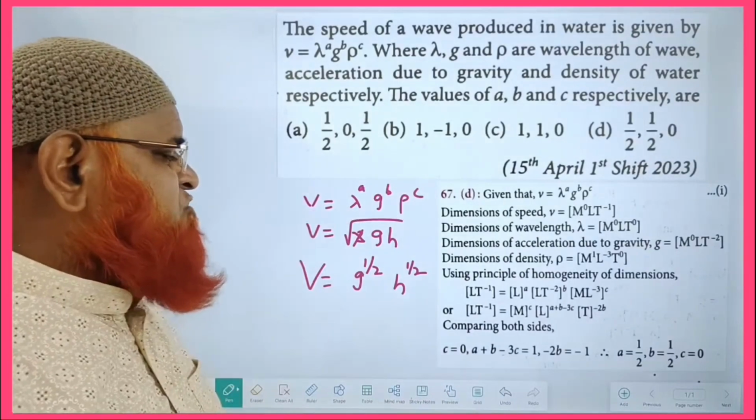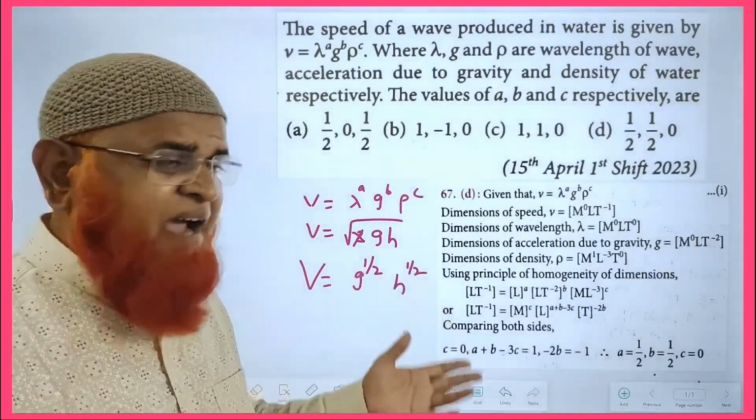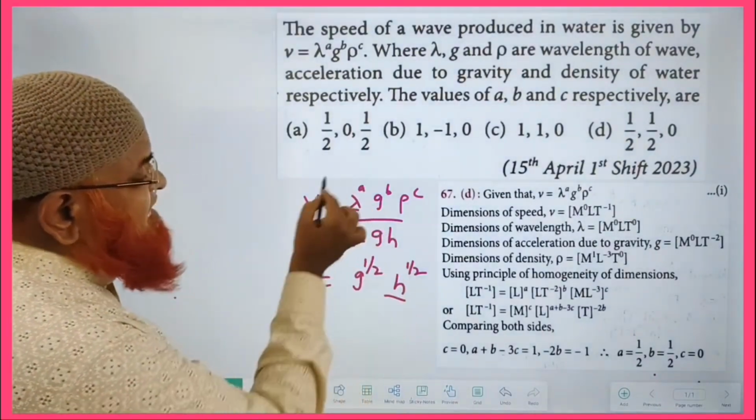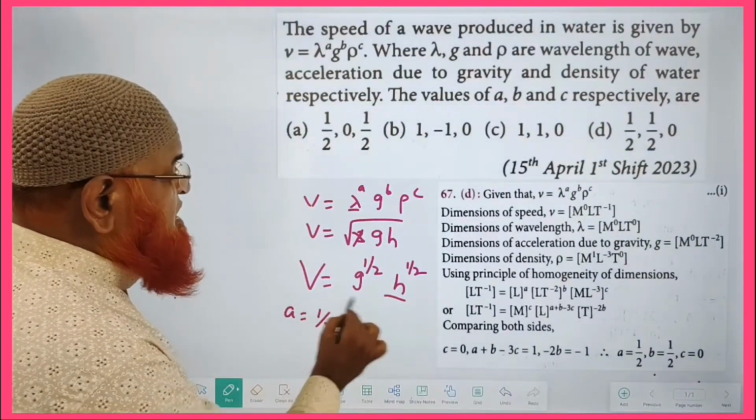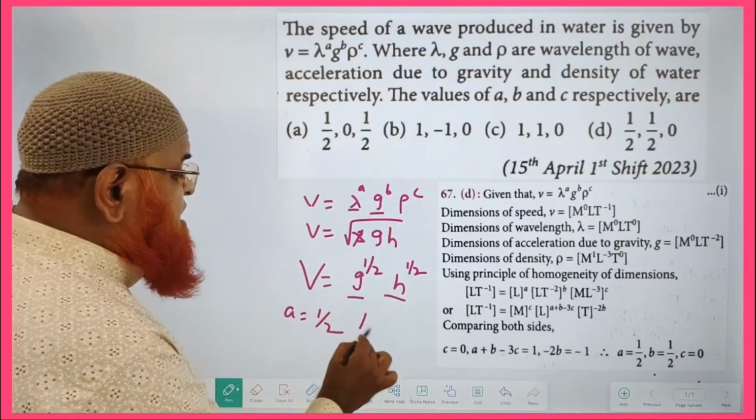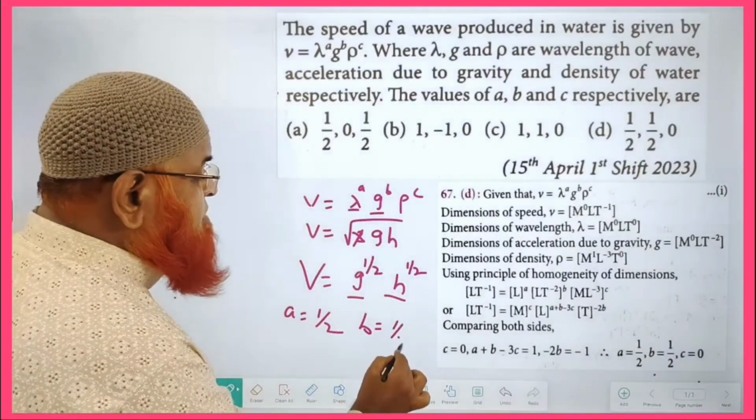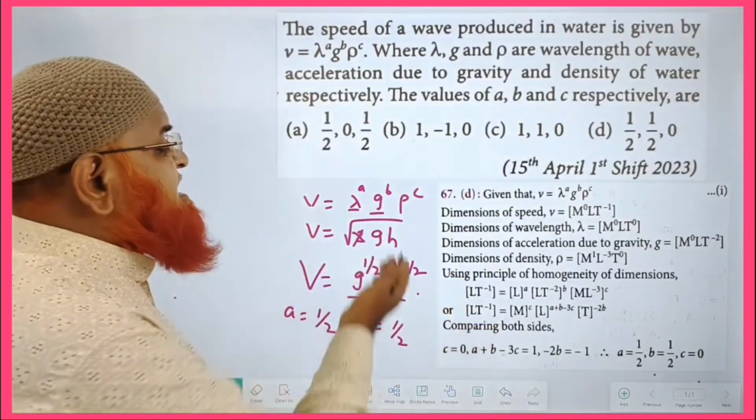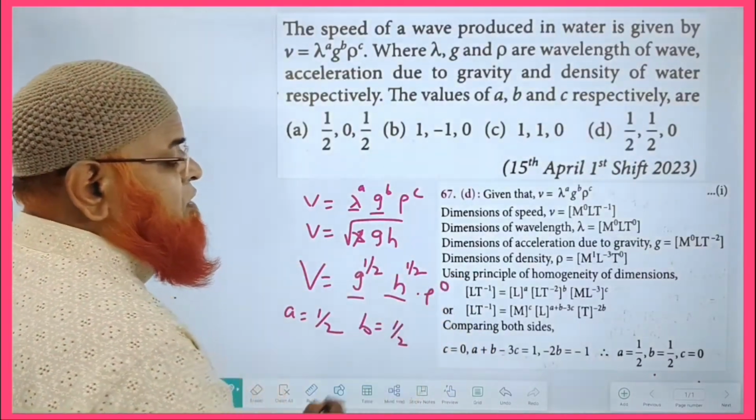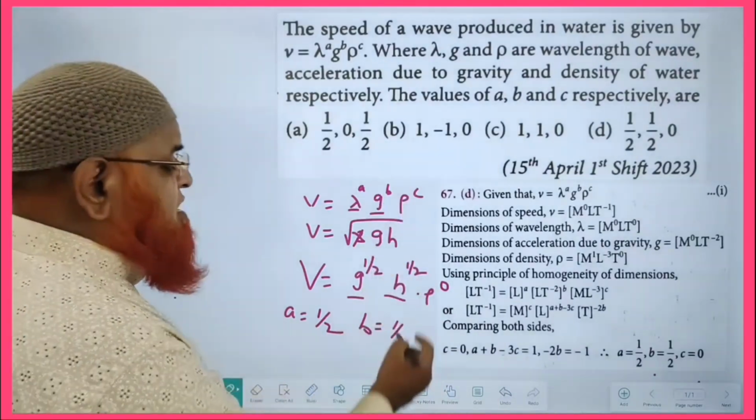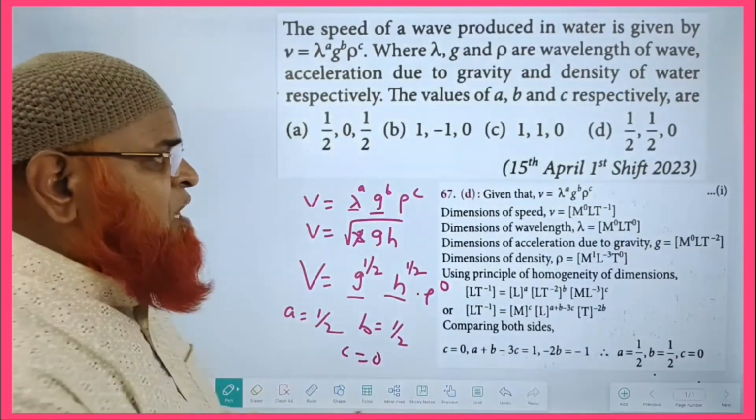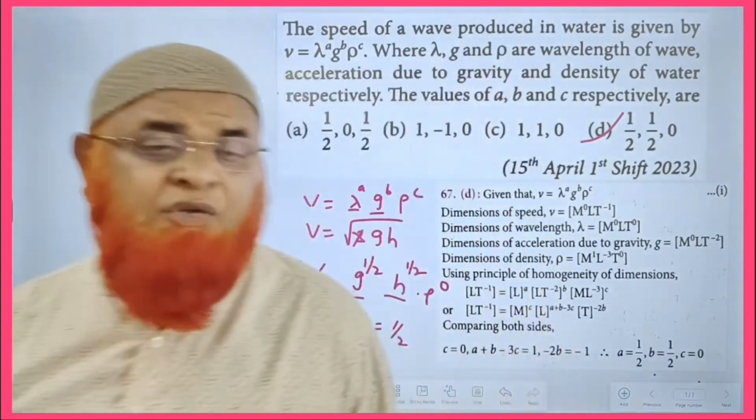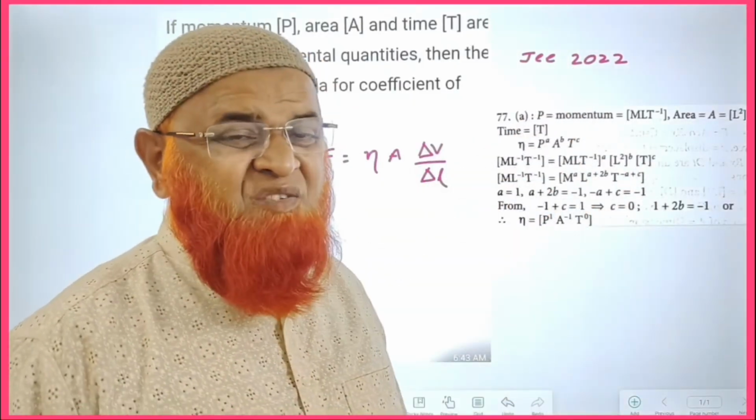Let us compare these two formulas. h is also length only, height, and this is also wavelength only. If you compare these two, the power a will become 1 by 2. For g, if you compare, the power b is nothing but 1 by 2. In this formula, there is no density, but here density is given. If nothing is given, that means rho power 0, because 1 is there. So C is equal to 0. Therefore, option D is correct. Hope you have enjoyed this formula and solution. Thank you. This is a previous year question asked in JEE Mains 2022.